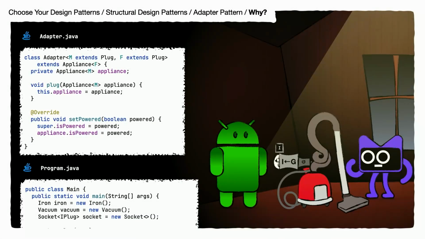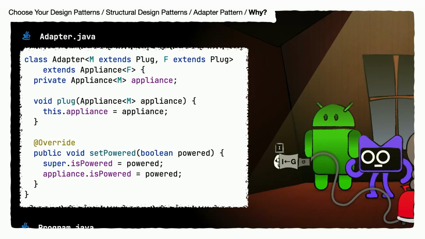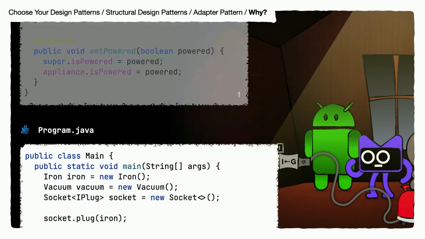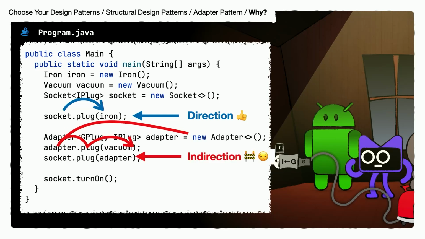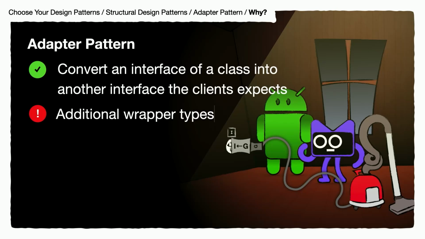If I look at this class, that header itself kind of screams at me, telling me, hey, that's already a little bit more complicated than when we started off, right? Now we have this extra wrapper type to deal with that we didn't have before. On top of that, we also introduced a little bit of indirection. Previously, we were able to directly plug the iron into the socket. All was good, right? But now we have to plug the vacuum into the adapter and then the adapter into the socket, which introduced a little bit of indirection. So by implementing the adapter pattern, we also introduce additional wrapper types for us to maintain, and a bunch of different indirection calls that we didn't have before.